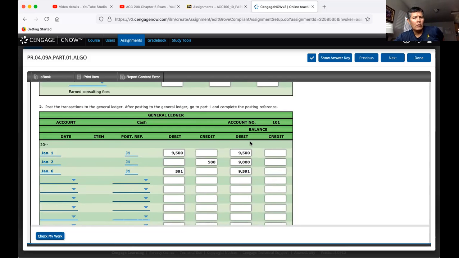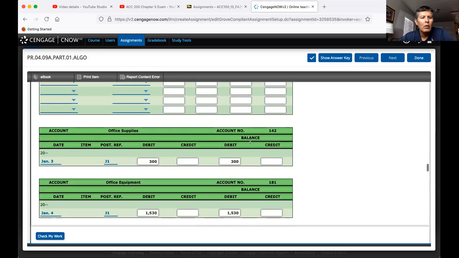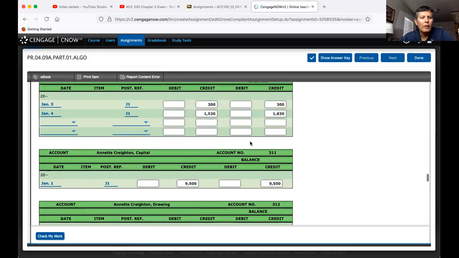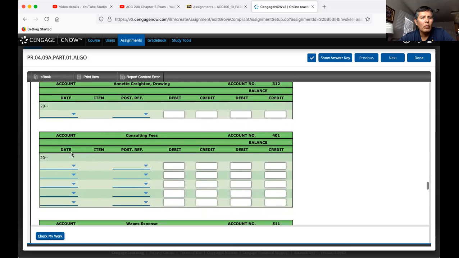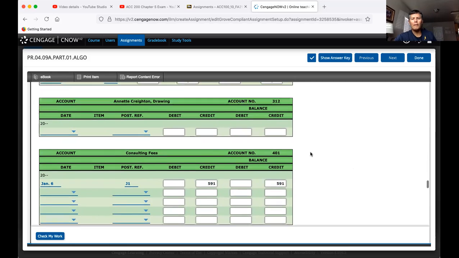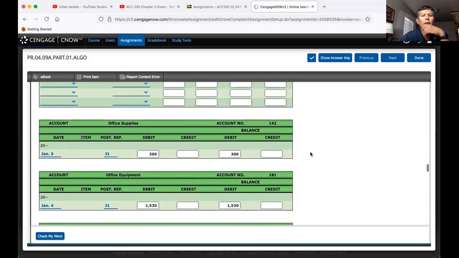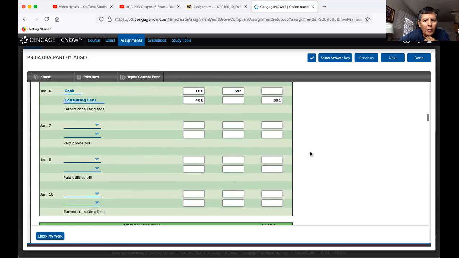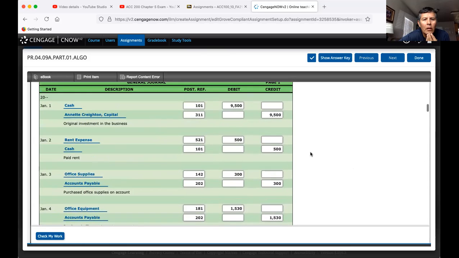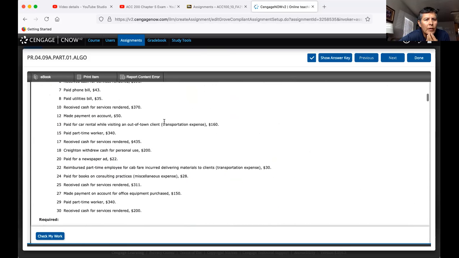Okay, now the other entry was we had revenue. So I got to look for my revenue account, consulting, but this was January 6th. This was going to be from J1, and then over here was 591. Remember, we had a debit, now we'll have a credit. So 591. Okay, so January 6th is done. Go back up.